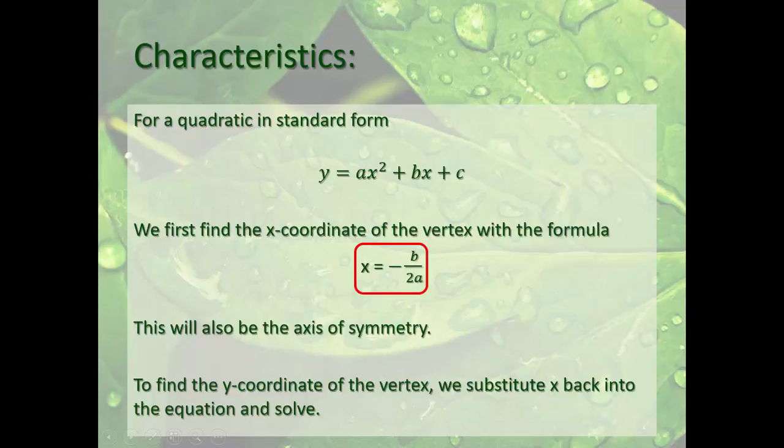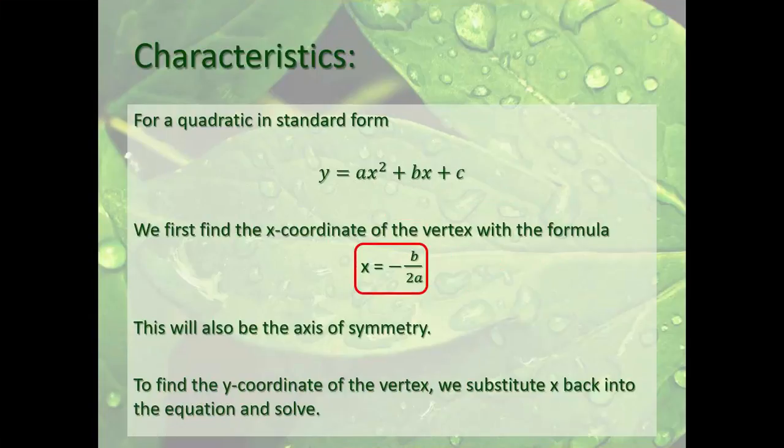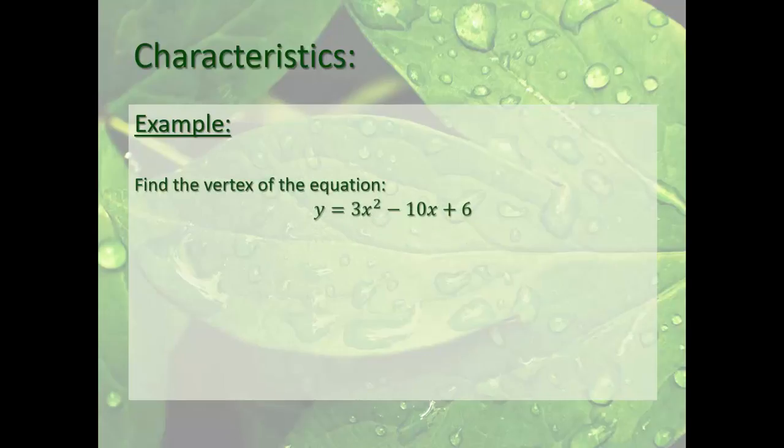And like I said, if we want the y coordinate, because remember, the vertex is a coordinate, so we need both x and y. And to find that, once we solve for x using this formula, say we got 2, we would plug 2 back into the equation and solve for y. So let's try an example. Find the vertex of the equation 3x squared minus 10x plus 6.